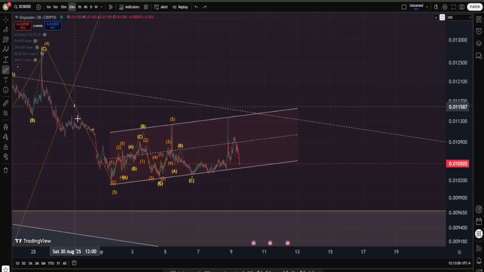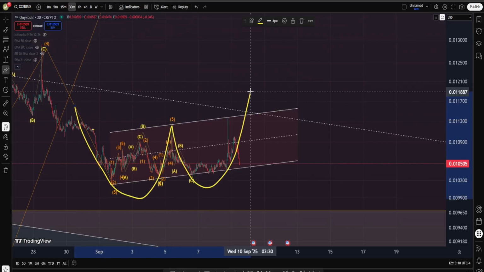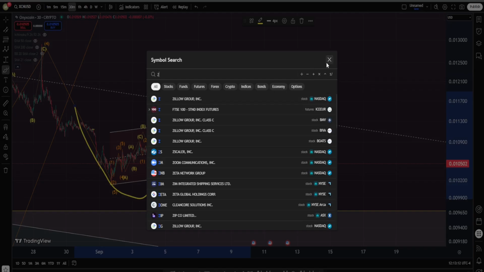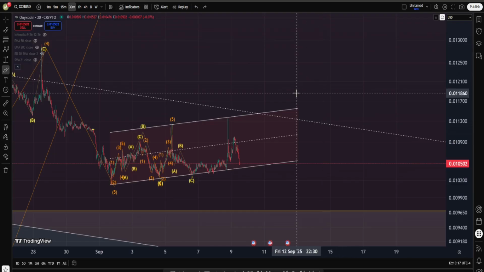And sure, you may have an argument for having a double bottom structure in here, but for the reasons that we talked about in this video, I am not necessarily a huge fan of that. And I hope I explained everything well and you understood what is going on in ONYX coin's price chart.